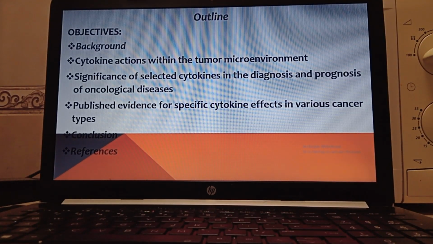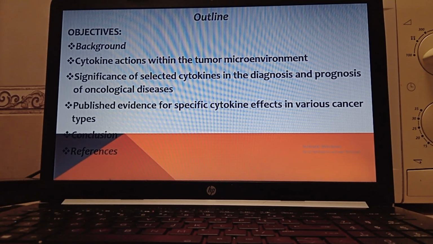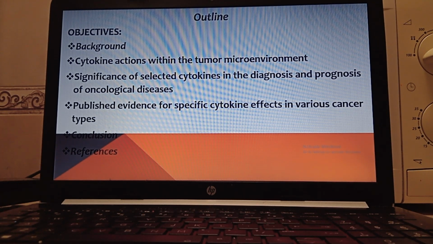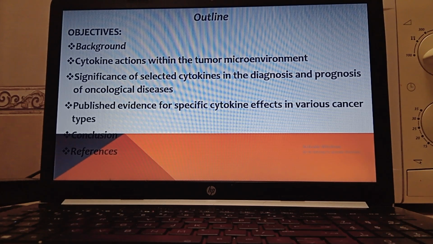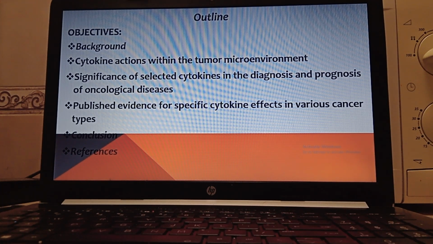This is the outline of my talk. We'll quickly look at a brief background. Then we'll look at cytokine actions within the tumor microenvironment. Then we'll go into looking at the significance of selected cytokines in the diagnosis and prognosis of oncological diseases. So we'll be looking at 30 cytokines, and then we'll go on to look at published evidence for specific cytokine effects in various cancer types. Then we'll conclude.